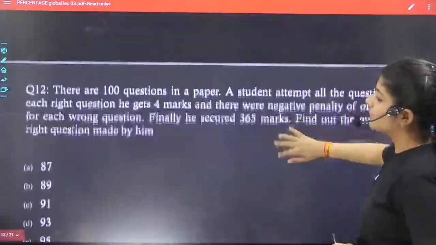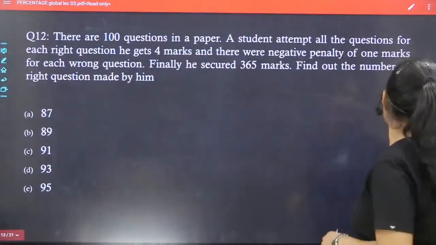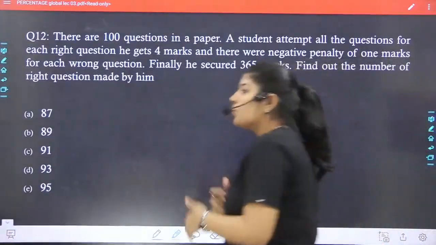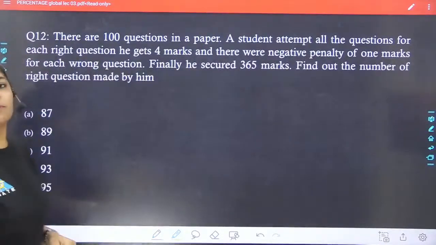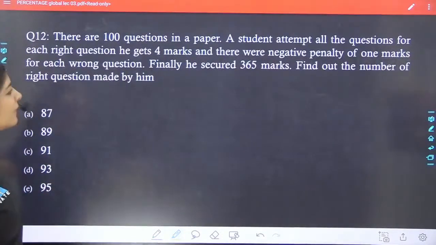Now let's move to the last question of today's session. After this, in tomorrow's session, we will study the concept of elections, right?